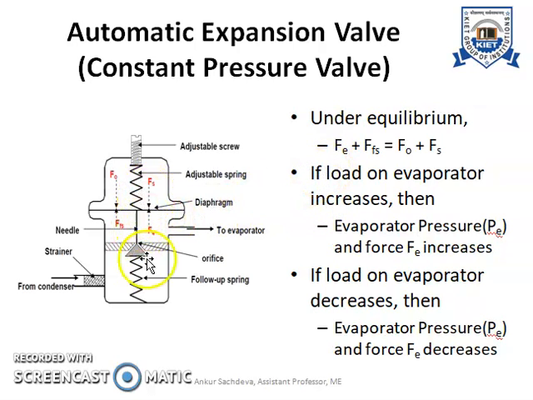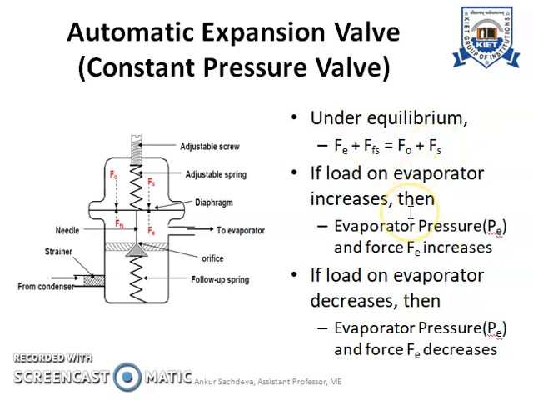In this type of valve, under equilibrium, the sum of the forces acting in the upward direction, that is Fe plus Fs, will be equal to the sum of the forces acting in the downward direction. So Fe plus Fs will be equal to F0 plus FFS.